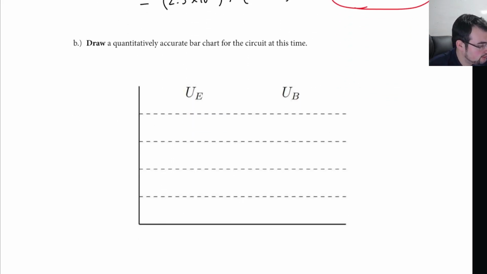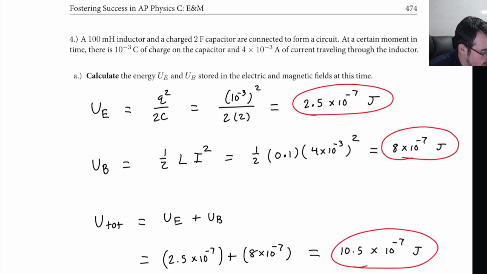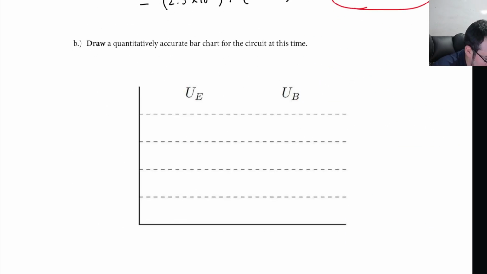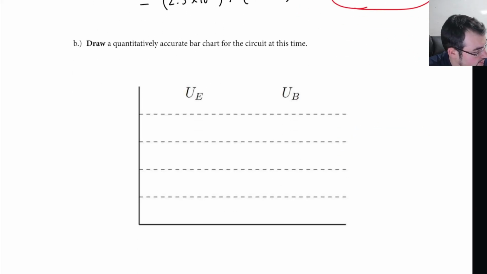Draw a quantitatively accurate bar chart for the circuit at this time. Well, let's see here. Can we count by twos? Yeah, we can count by twos. So let's say each of these ticks is going to be 2 times 10 to the minus 7th joules. And this is obviously 0.